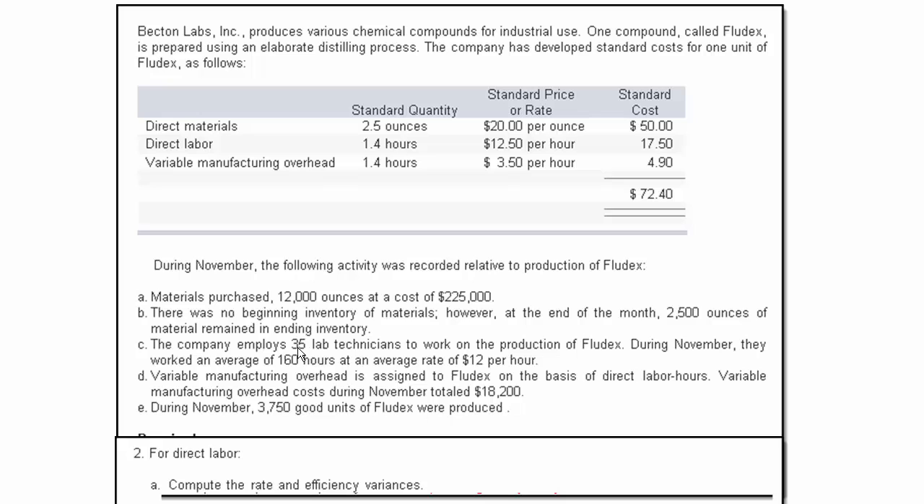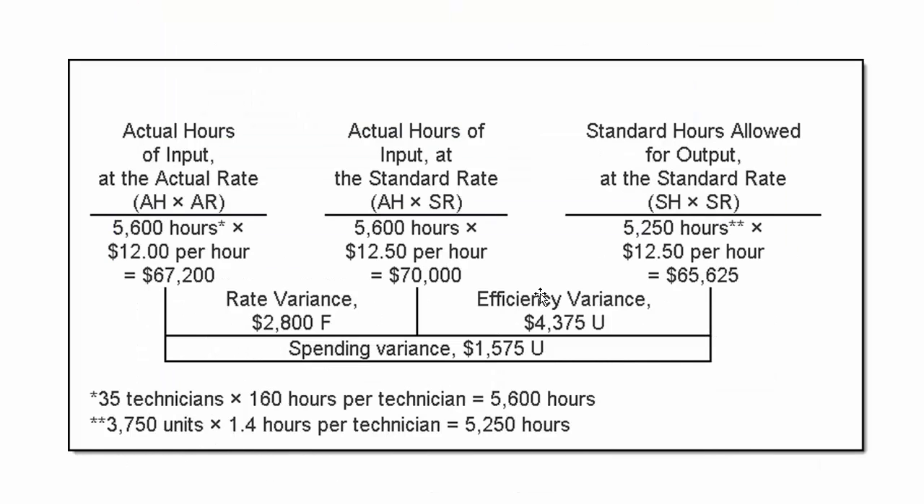Okay, and that information came from here. 35 hours, 160 hours per technician, average rate of $12 per hour. And keep in mind that the standard called for 1.4 hours at $12.50 per hour. So we can jump to the far side and figure out that $12.50 per hour is the right amount. And we got to remember that there's that 1.4 hours.